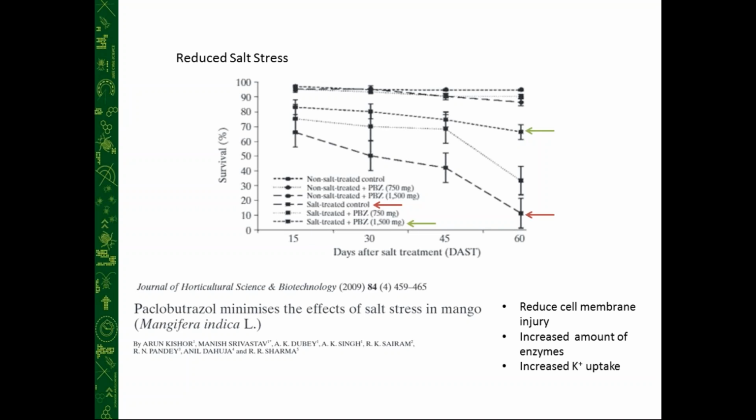And so what this is showing us is percent survival. There are a few different trees here, but if we look at the salt-treated control, so these were trees that were drenched with salt water, the percent survival was down around 10%. If we look at the salt-treated paclobutrazol, and this is a higher rate, then we are at around 70% survival. So some really cool research to start thinking about, especially if you're in one of these coastal areas where saltwater intrusion is an issue.